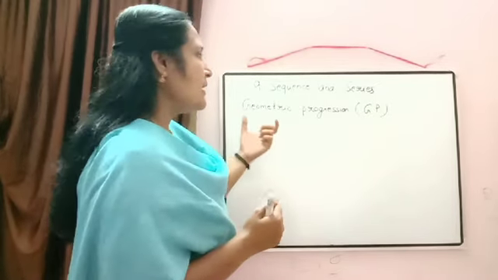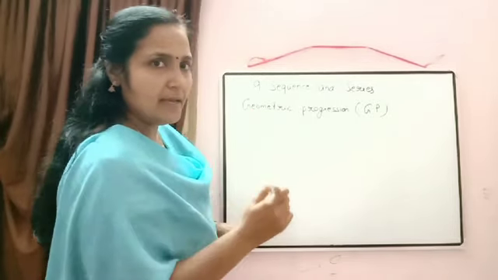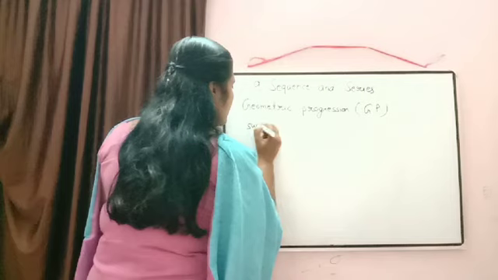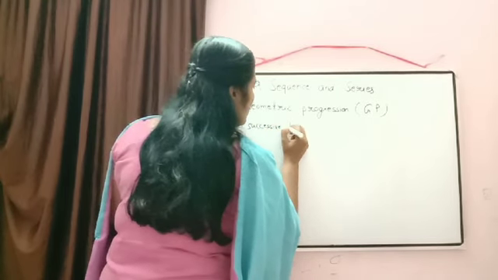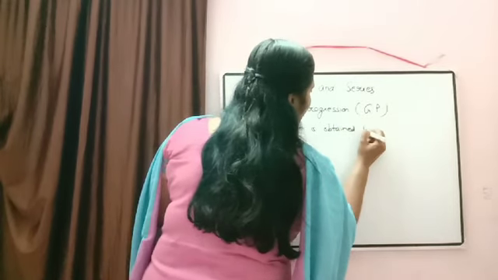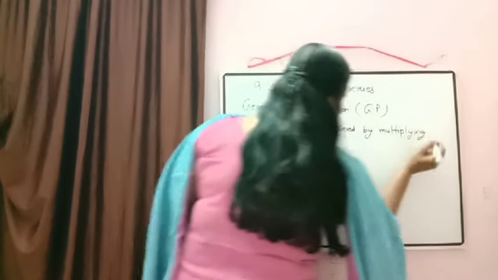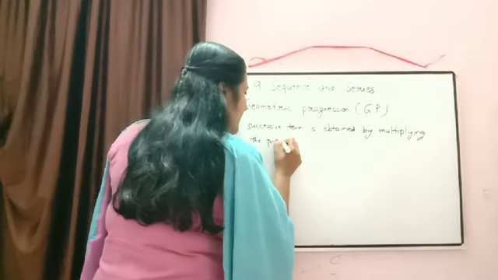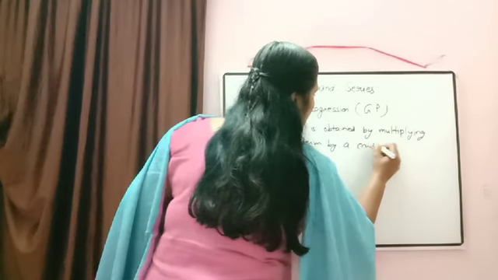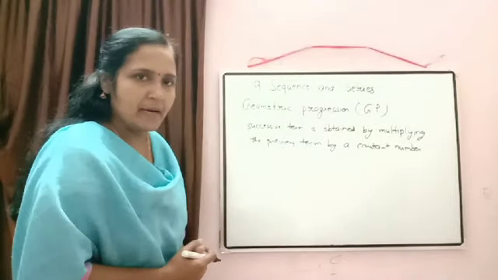Okay, so you can write down the definition of a geometric progression. We'll say a sequence of numbers forms a GP where the successive term, or the next term, is obtained by multiplying the previous term by a constant number.